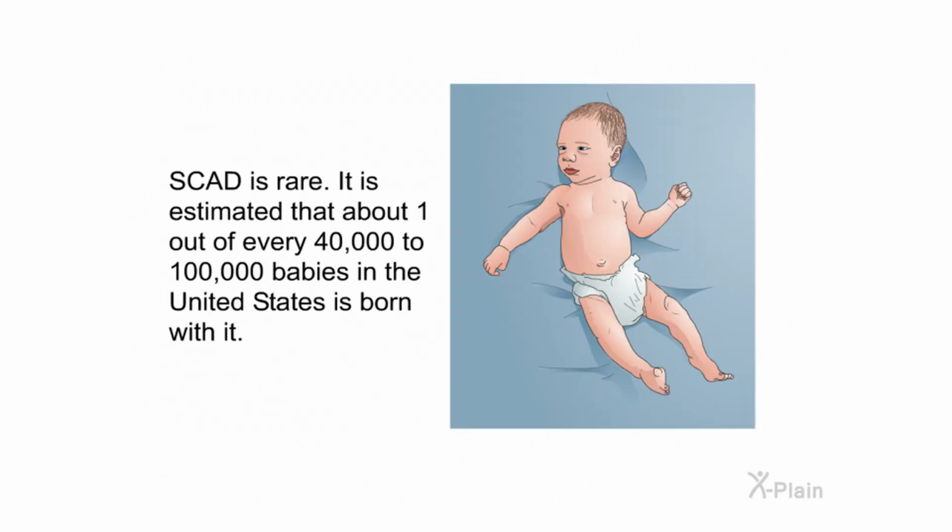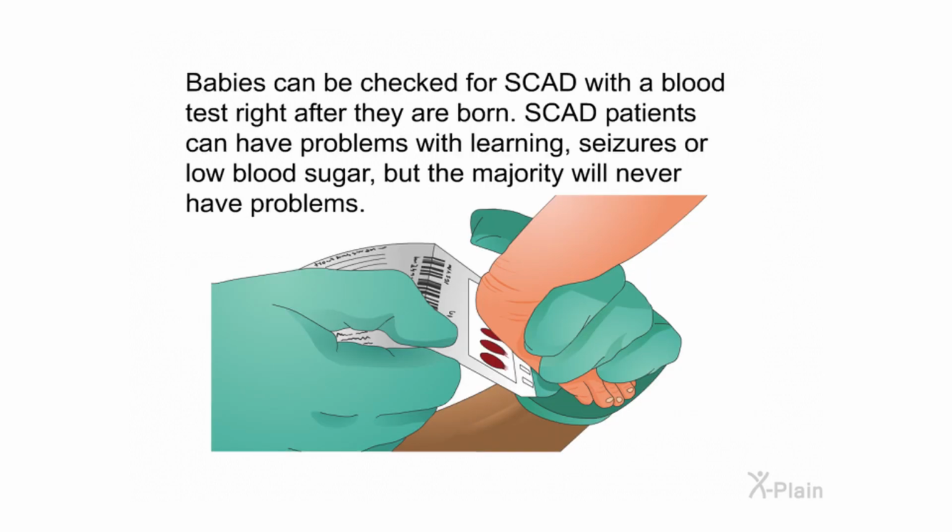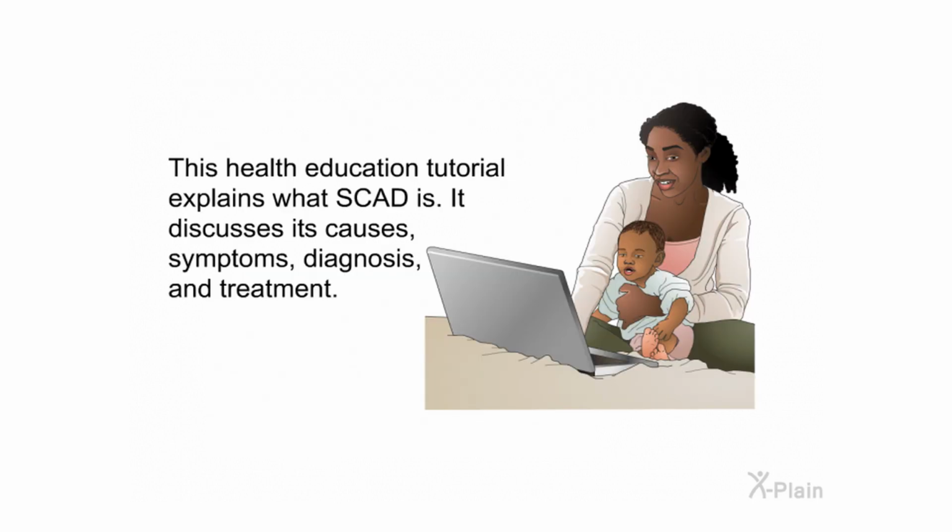SCAD is rare. It is estimated that about 1 out of every 40,000 to 100,000 babies in the United States is born with it. Babies can be checked for SCAD with a blood test right after they are born. SCAD patients can have problems with learning, seizures, or low blood sugar, but the majority will never have problems. This health education tutorial explains what SCAD is. It discusses its causes, symptoms, diagnosis, and treatment.